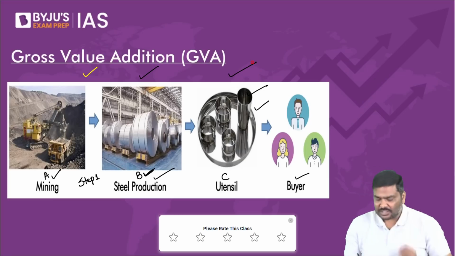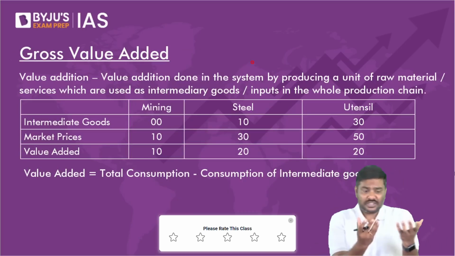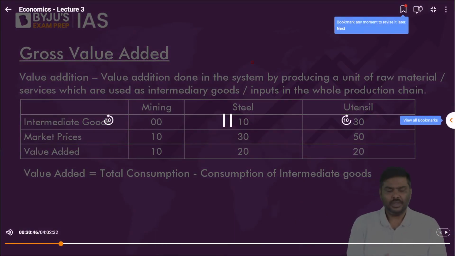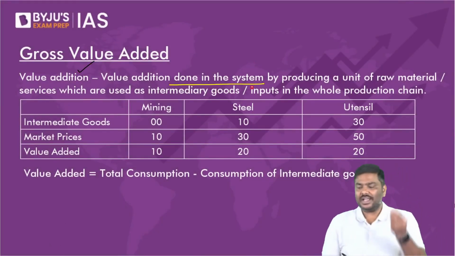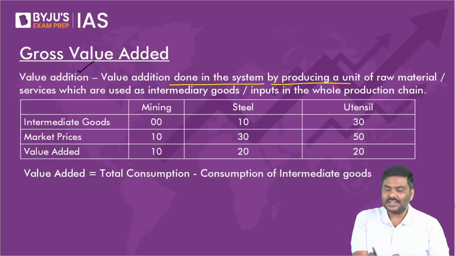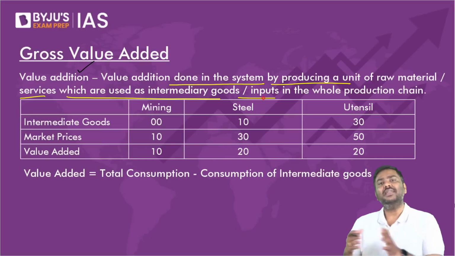Now, many of you ask me, sir, give numbers. Give numbers, what is the meaning of value addition? Tell me the numbers. Let's take a simple calculation here. Value addition simply refers to, have a look at this, what is the addition done to the system by producing a unit of raw material or services which are used as intermediary goods or inputs in the whole production supply chain.